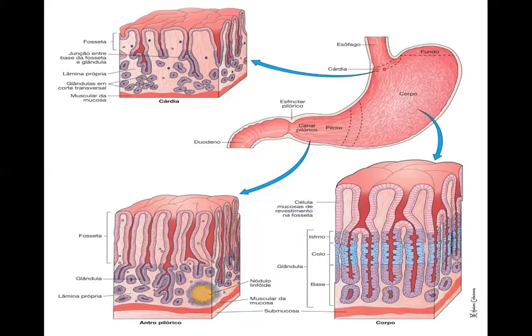Okay, I told you earlier that there is a difference between the cardiac and the pyloric region. What is the difference histologically? We said that in the fundus and body there is no difference, but between the cardiac and pyloric there is a difference. In the cardiac region, this region we will call the gastric pit and this region the gastric gland. The books say that in the cardiac region the gastric pit is shallow, while in the pyloric region the gastric pit is deep.